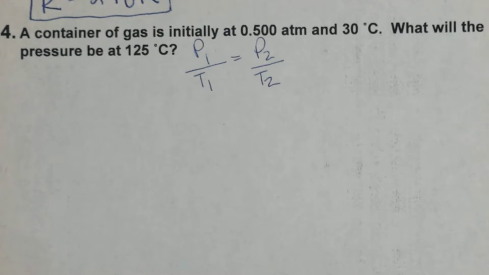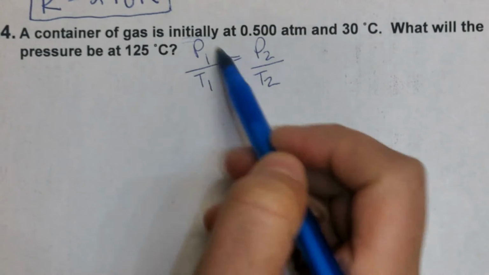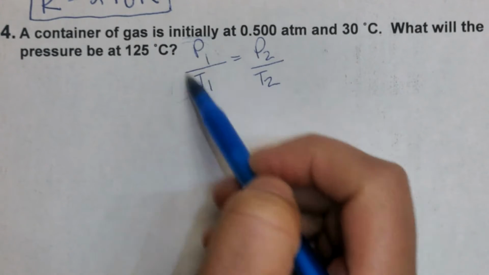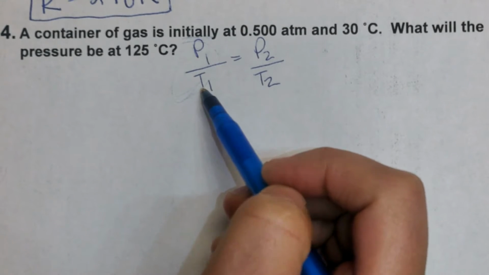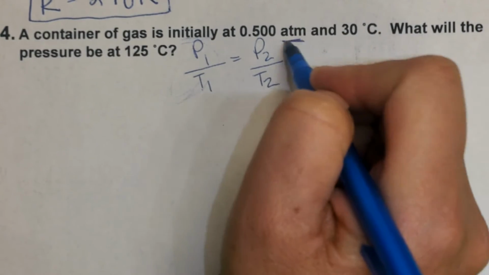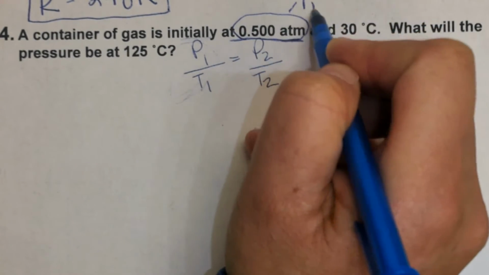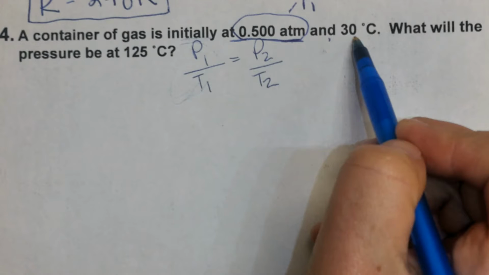Okay, so we're going to go ahead and solve this problem. A container of gas is initially, so that's how it starts, so that would be one of the ones. It initially has 0.500 atm, so this is atmospheric pressure. That means that is your P1, and it's at 30 degrees Celsius.